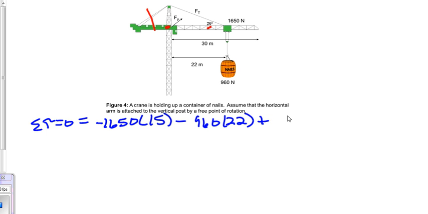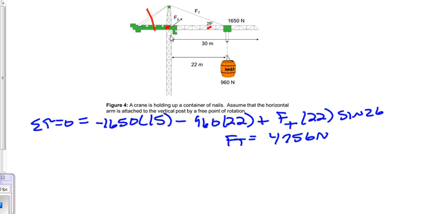Now we have a positive force tension since it is causing counterclockwise torque, and the distance of that is also 22 meters. We need to multiply by the sine of 26, because we're at a 26-degree angle. So we get a value of force tension equal to 4,756 newtons.